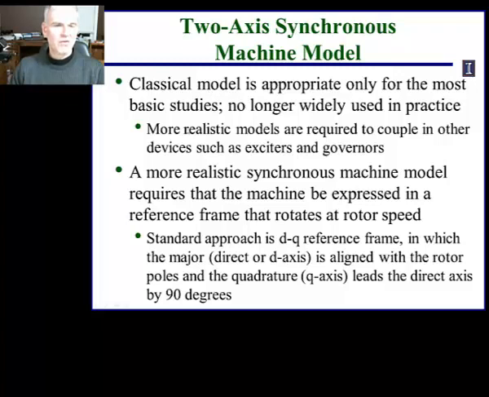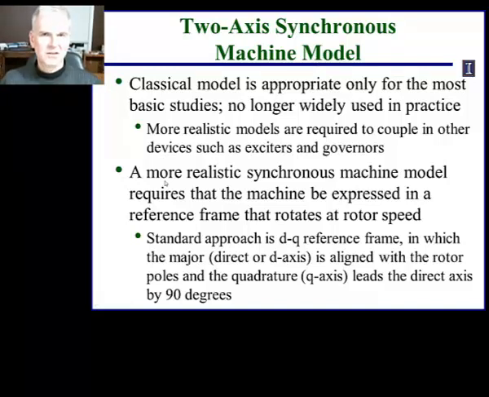And also what we'll find is if we want to introduce other device models such as the exciters and the governors, it helps to have a model that goes beyond the classical. So what I'm going to do in the next couple slides is just give a real brief introduction to what's known as the two-axis synchronous machine model. Okay, so this is a more realistic synchronous machine model, certainly not perfect as no model is.